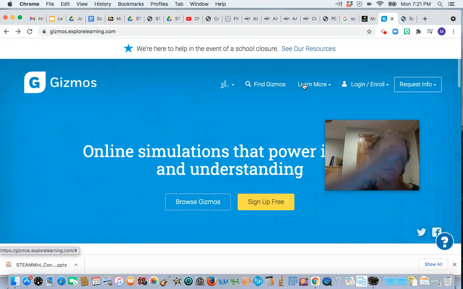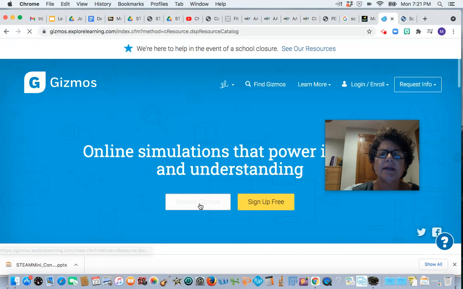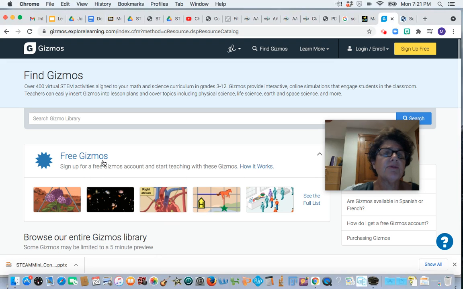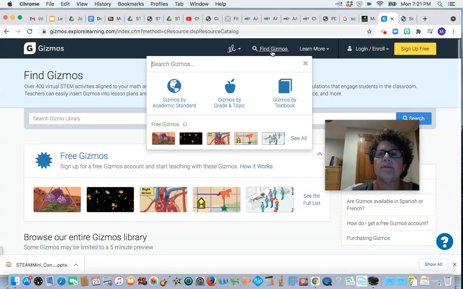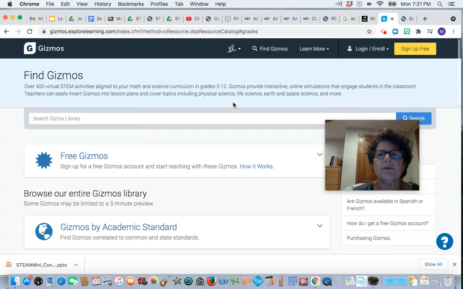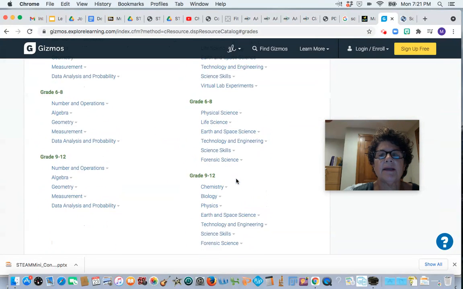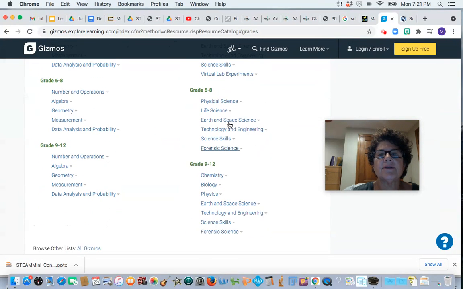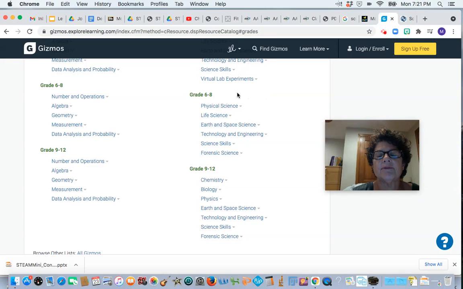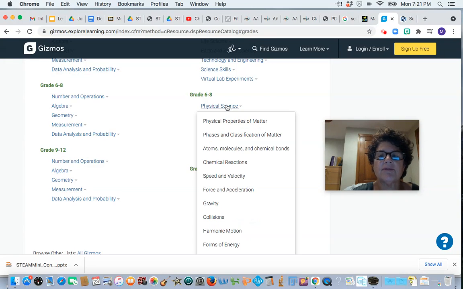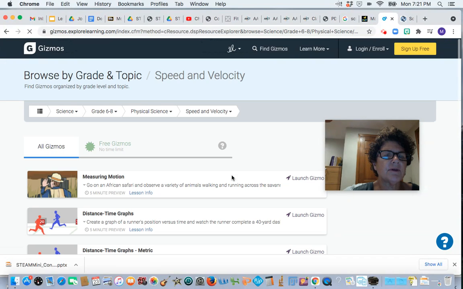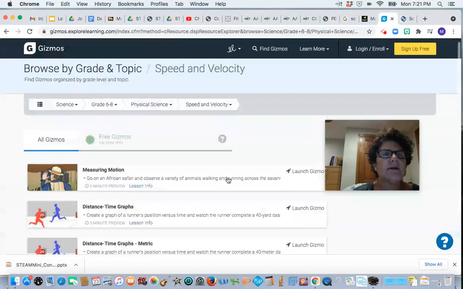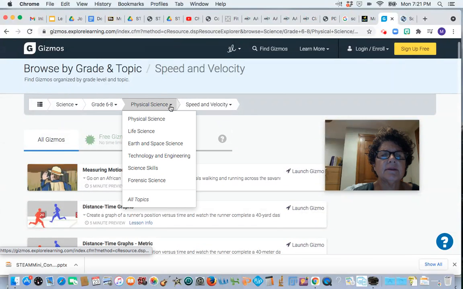These are called Gizmos, but you have to pay for these. You can actually browse through. There's some free Gizmos. I'll show you how I usually find them. I go by standard. So if we're here, grades 6 through 8, usually the physical science ones are really good. I'll show you one that I've used before. Oh, it's not in here.